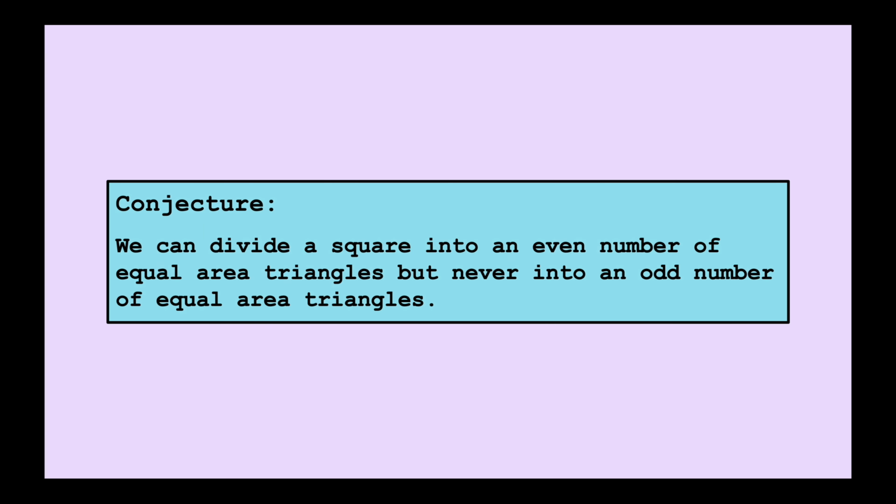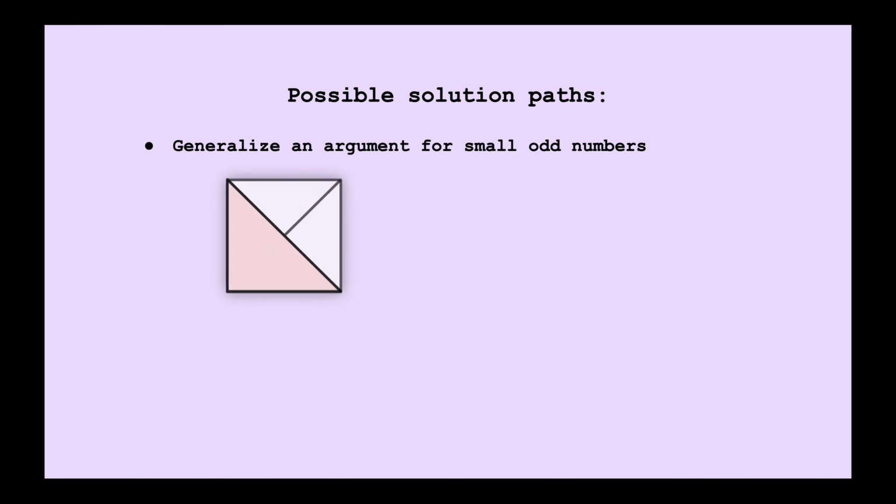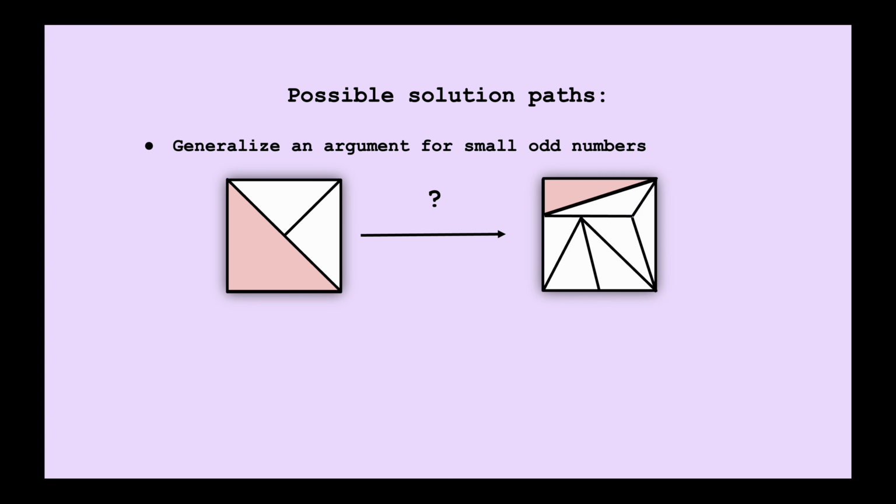So we've examined the problem by looking at examples of small numbers of triangles and noticed a pattern. From this pattern, we formed a conjecture, and now let's see if we can prove it. Take a second to think about some possible solution paths on your own. After messing around with the problem, you might come up with a few possible paths to prove our conjecture. Some of my initial thoughts were to generalize an argument that works for small odd numbers of triangles to all odd numbers. Or perhaps we could somehow use a powerful geometric result like Euler's formula.